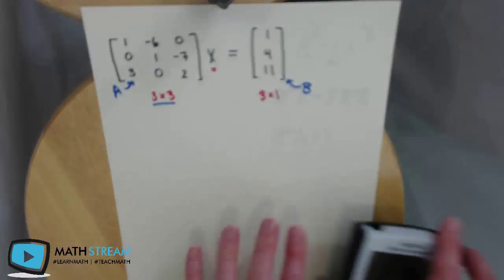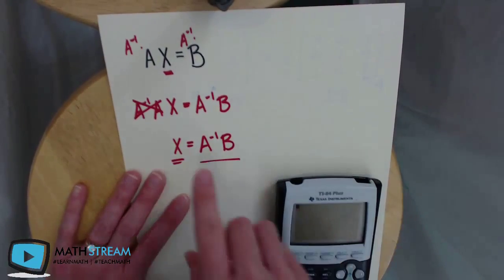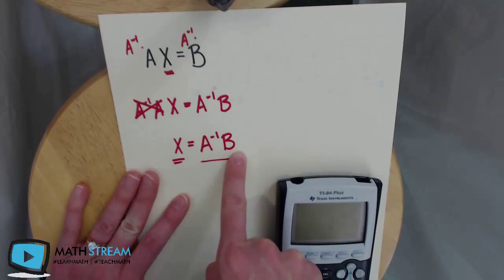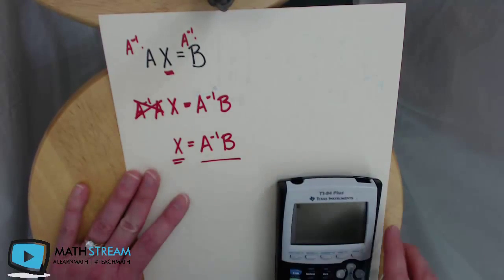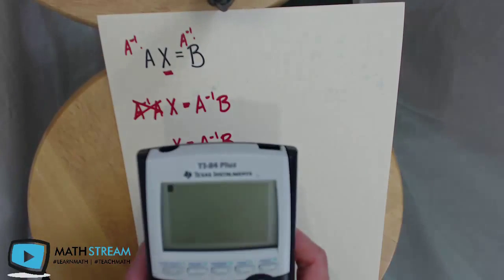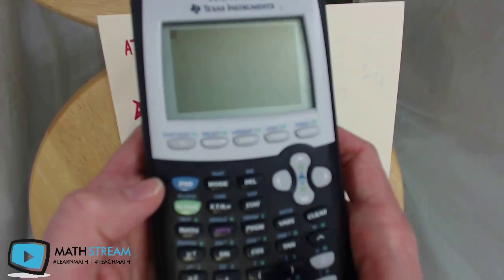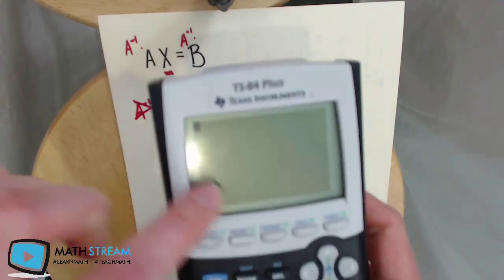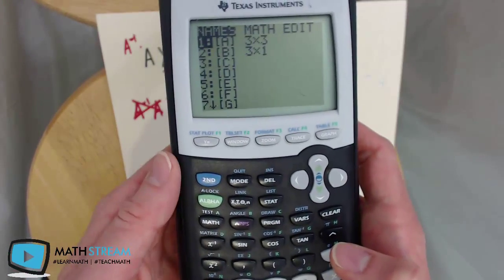In order to do that, we need to go back to our original equation, which said if I want to solve for x, I need to take b and multiply it by the inverse of a. And that is going to be really easy to do in my calculator here, now that I have that information put in. So first thing I want you to do is go back to the matrix section.